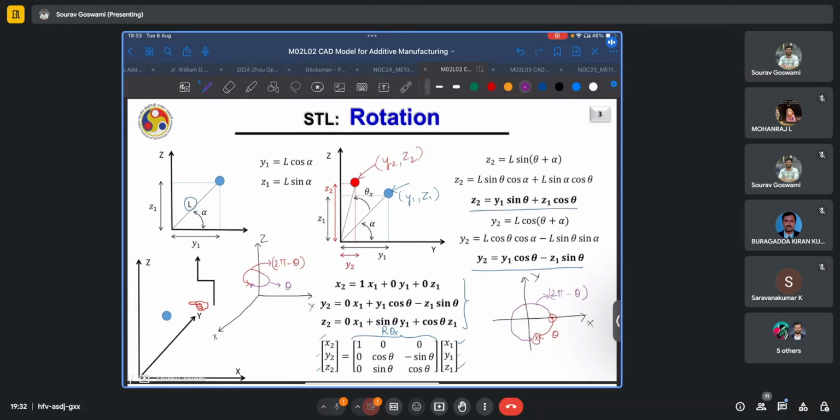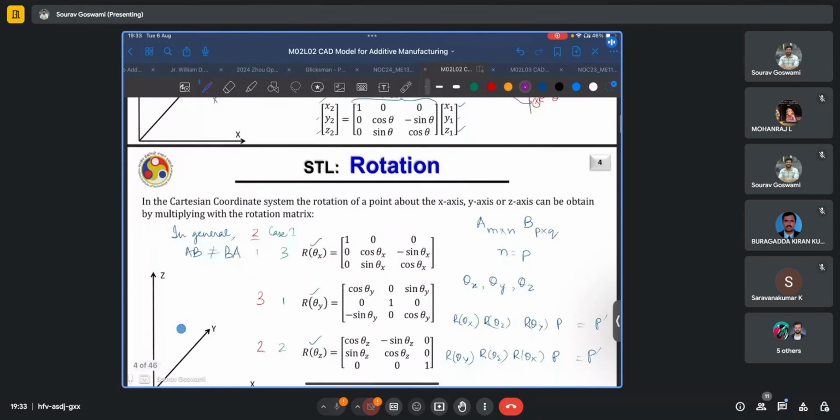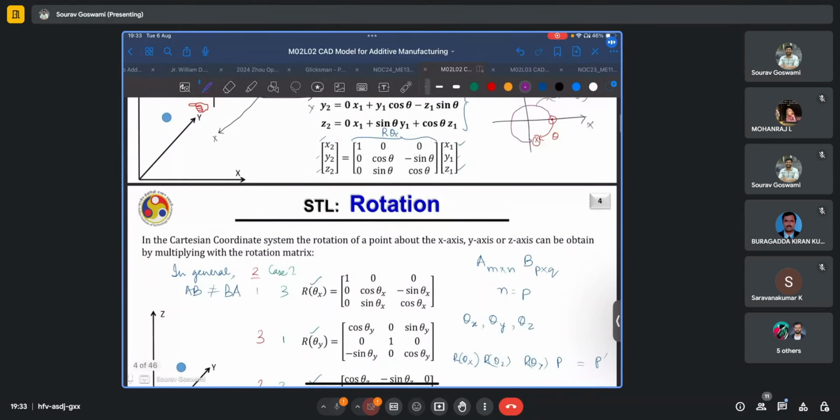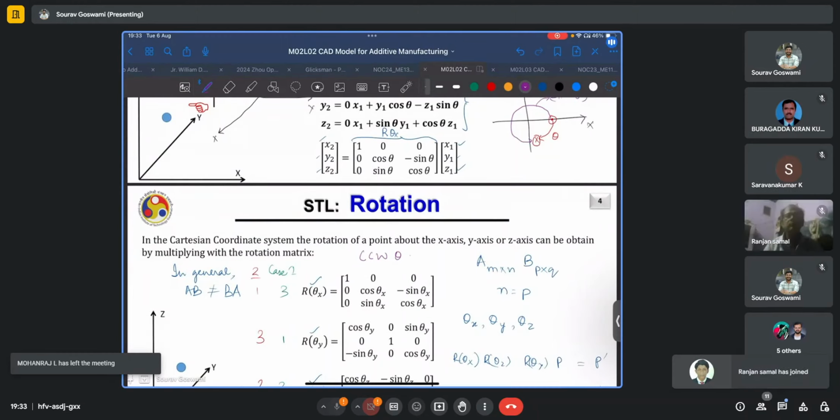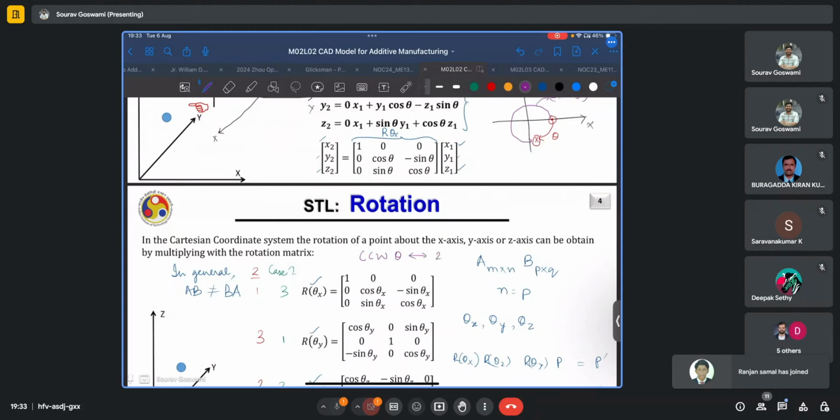So the only change that will occur is in all of these coefficient matrices, which are for counterclockwise rotation by theta: you substitute theta with 2 pi minus theta in case of a clockwise rotation. Everything else remains the same.